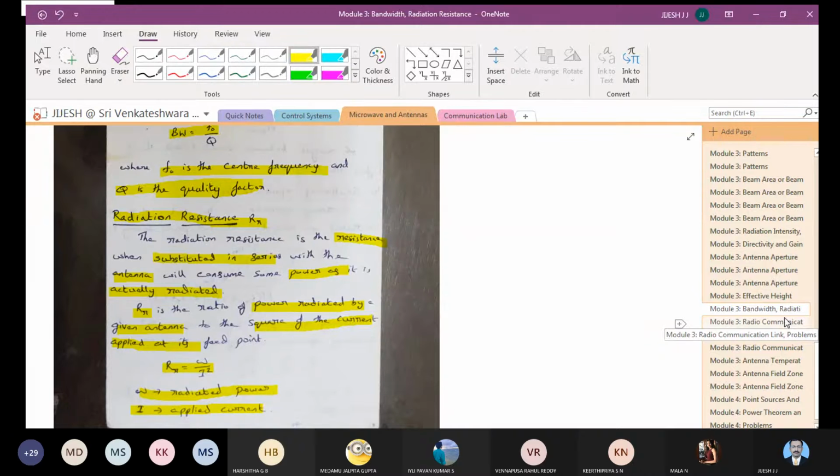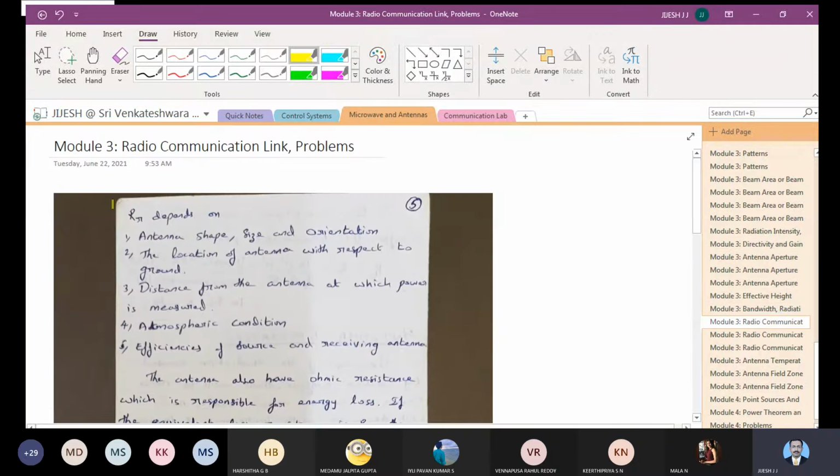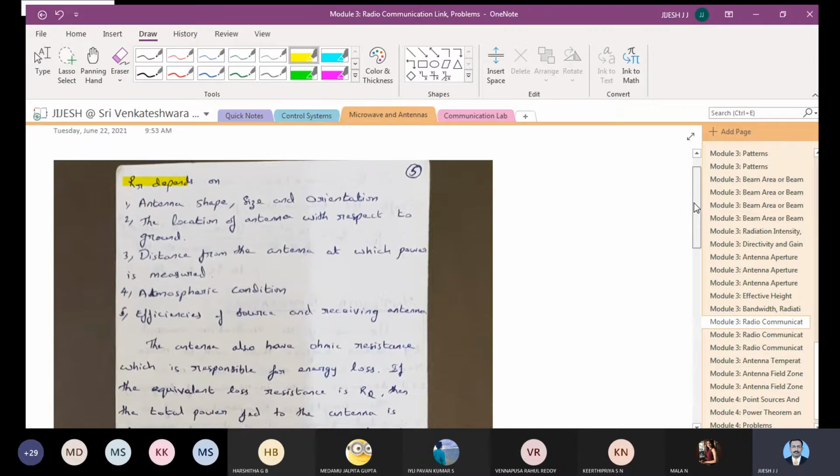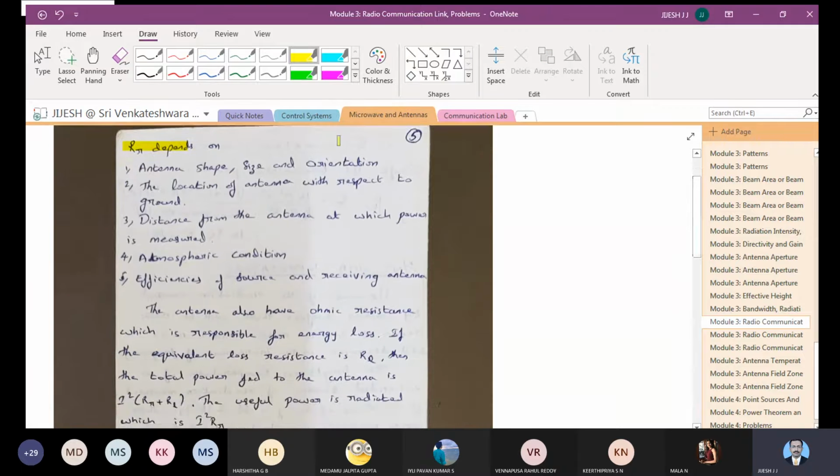Yes, sir. Okay. So we have seen that RR is W by I square, where W is the radiated power and I is the applied current. Sometimes in viva they may ask you what the radiation resistance basically depends upon. It depends upon the antenna shape, size of the antenna and orientation of the antenna. That is the first point.